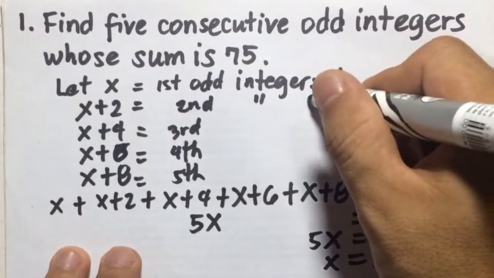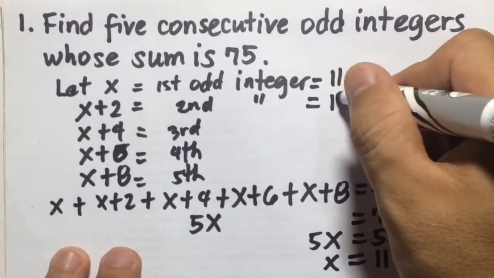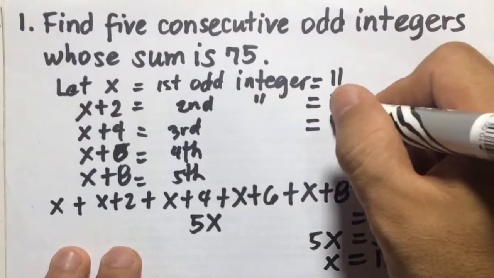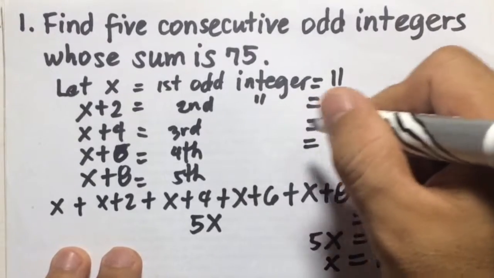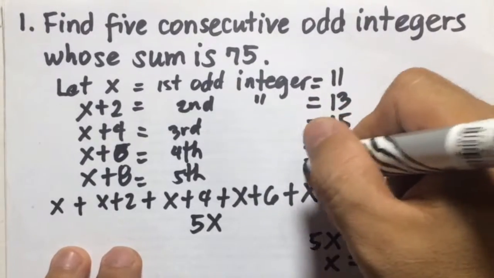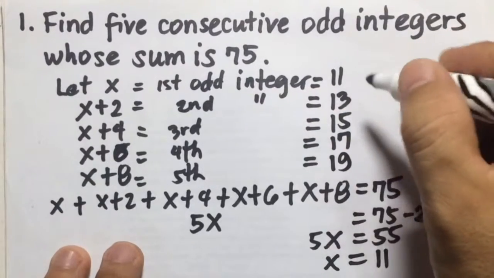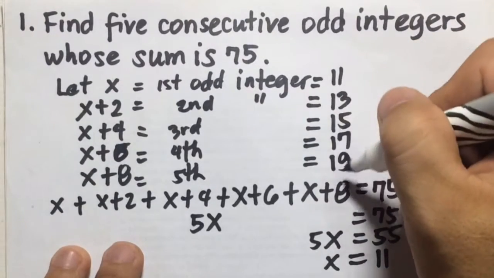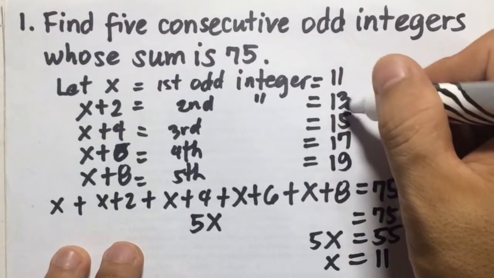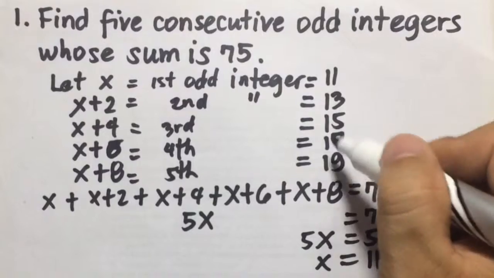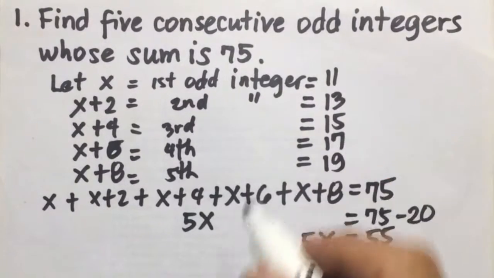Then the second odd integer will be 11 plus 2, that will be 13. Third will be 11 plus 4, that will be 15. Then the fourth will be 17, and the last will be 19. Now to check if your answer is correct, just add the 5 numbers: 11 plus 13 plus 15 plus 17 plus 19. The total here is 75, so your answer is correct.